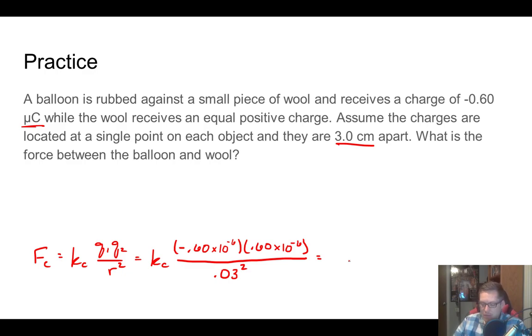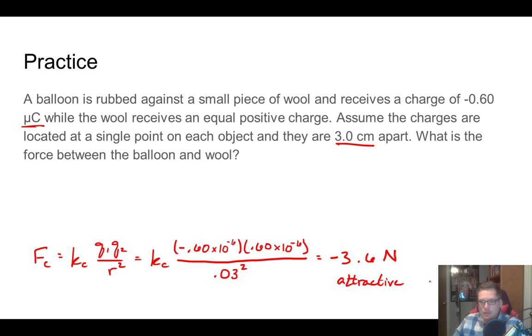So 8.99 times 10 to the 9th times negative 0.6 e to the negative 6th times 0.6 e to the negative 6th, but it's positive 0.6, divided by 0.03 squared, and you get negative 3.6, and that'd be in newtons. So again, this negative sign implies that it's an attractive force. So the force between them is 3.6 newtons, and it's going to be an attractive force, pulling those two things together.